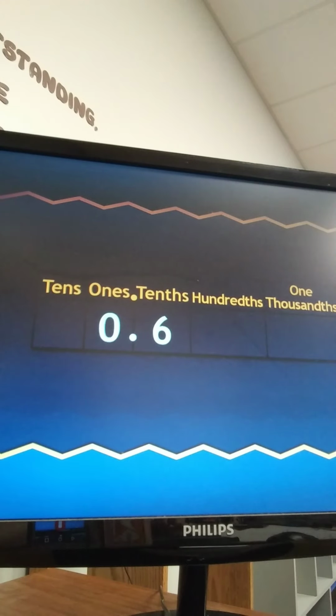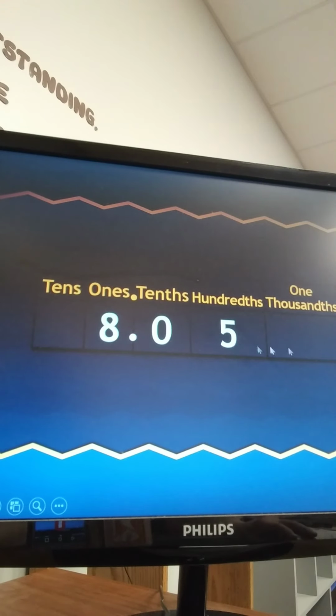This would be read as 0.6 or 6/10. You don't say 0 and 6/10. You would not say that part. You would only say 6/10. This would be read as 10 and 27/100ths. 8 and 5/100ths. You would not say anything about the tenth spot because when you say 5/100ths, the meaning is already there.